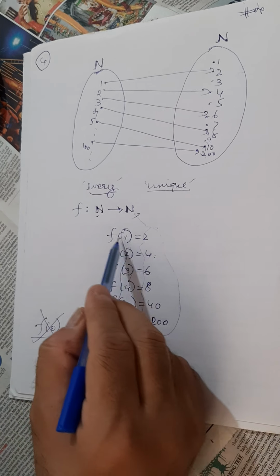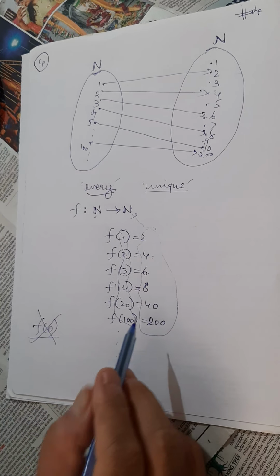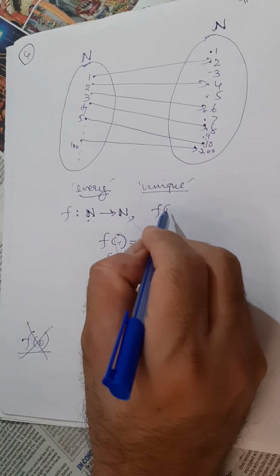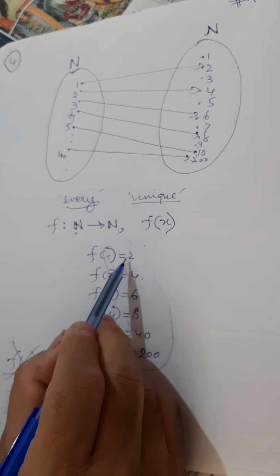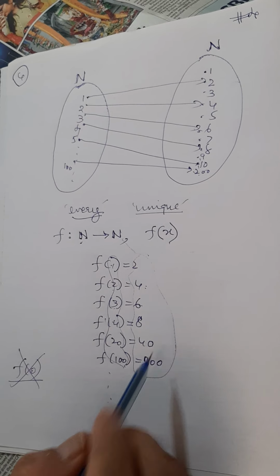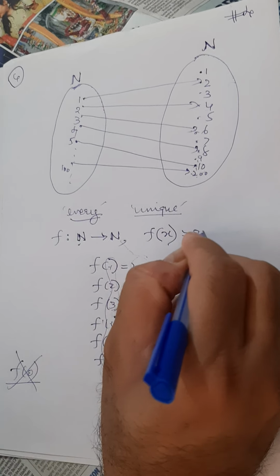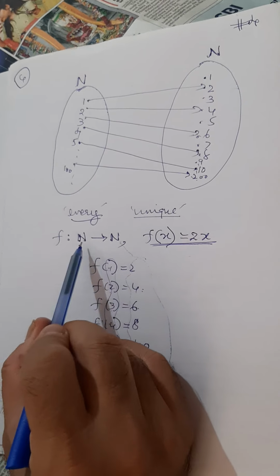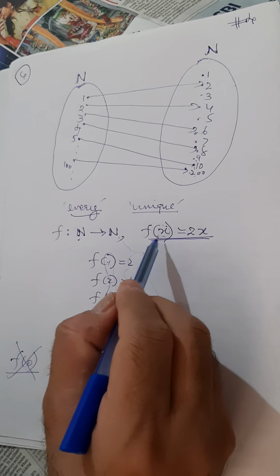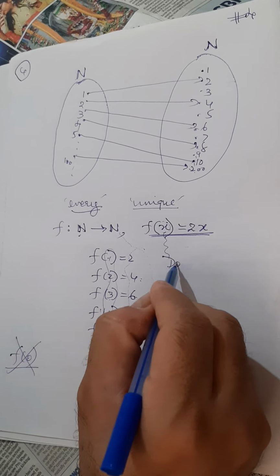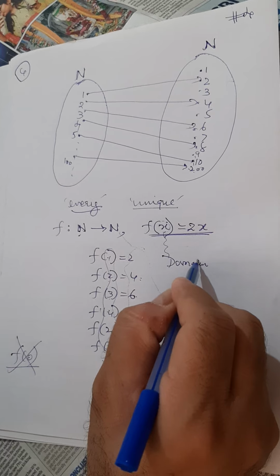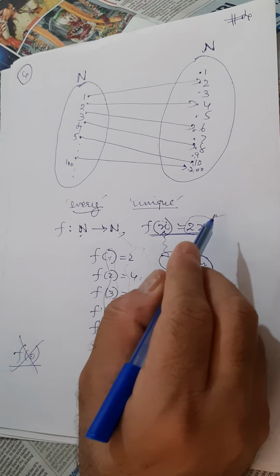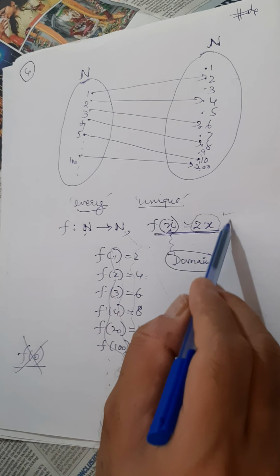Now every time to write this is a difficult task. So in general, you can write it this way. If I pick up any member x from this, then on the other side you get double of it, so I'll write 2x. This is called the formula for the function. x is just a variable. If I pick up any member from the domain, then the corresponding number will be its double. So this is the general formula of the function.